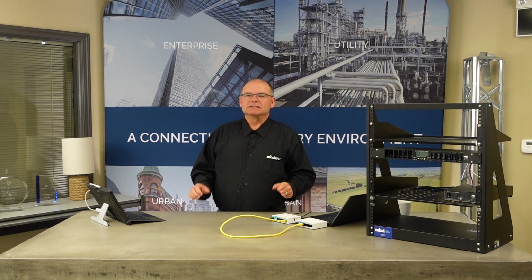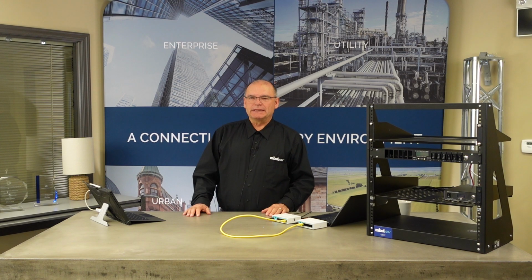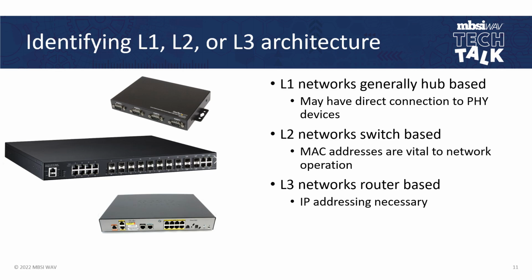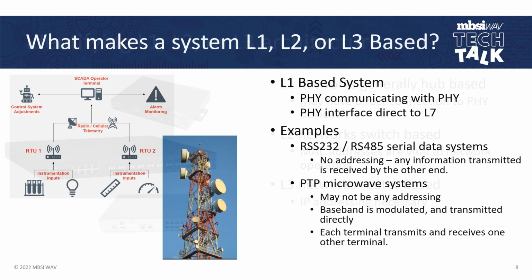Now, what makes a system layer 1, layer 2, or layer 3 based? Got some examples here. A layer 1 based system is the PHY communicating with the PHY. The physical interface is connected directly to layer 7 is what these systems typically do. An example is RS-232 or RS-485 serial data systems. There's no addressing. There isn't any information about either end transmitted to either end. It's just bits into the system and bits out of the system. SCADA typically is the application for that.